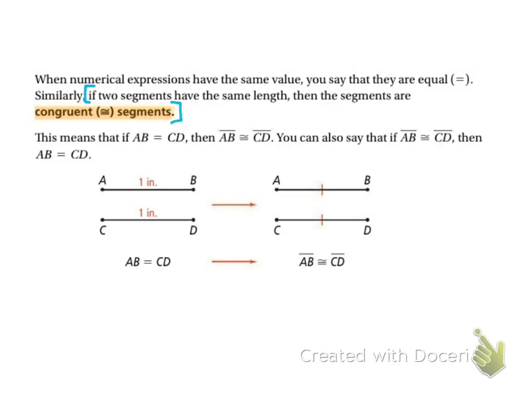Okay, when two numerical expressions have the same value, we say that they're equal. Now that we're working with line segments, if two segments have the same length, the two segments are congruent segments, and we use the equal sign with a squiggly above it. So if AB is equal to CD, then line segment AB is congruent to line segment CD. And that also works the other direction. If they're congruent, then they're equal. But notice that when we're using congruent, we have the lines above our letters, and when we're just using the equal, we don't.